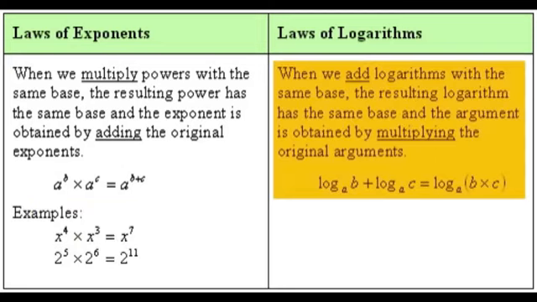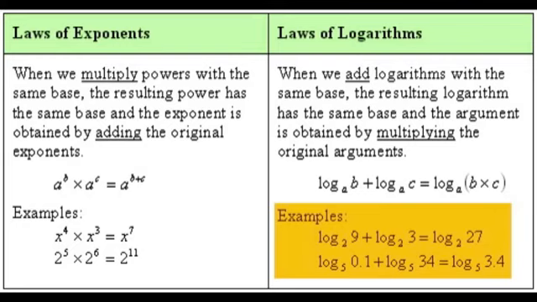Now let's look at the corresponding law of logarithms. When you add logarithms with the same base, the resulting logarithm has the same base, and the argument is obtained by multiplying the original arguments. For example, log base a of b plus log base a of c, notice that they have the same base of a, is going to be equal to log base a of b times c.